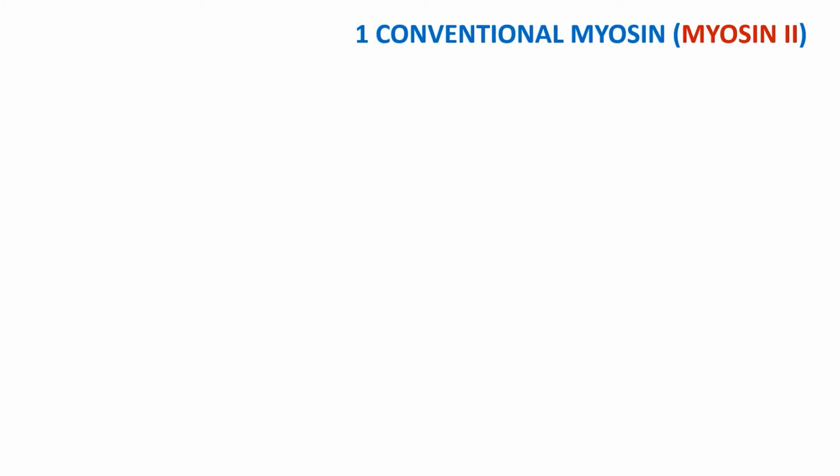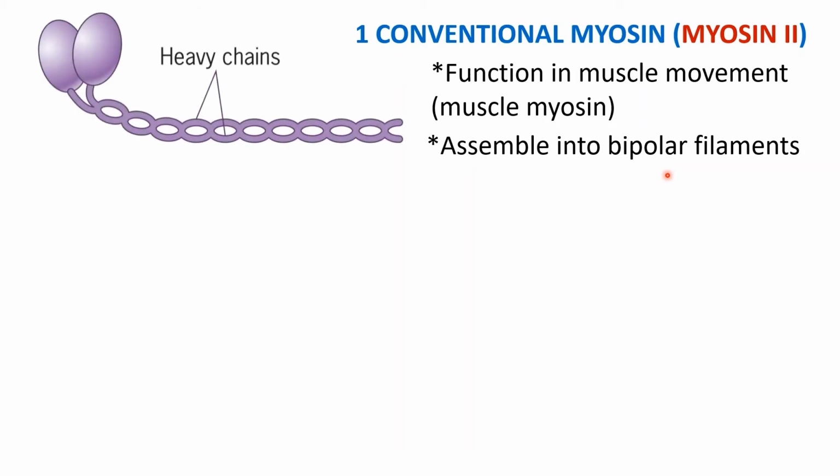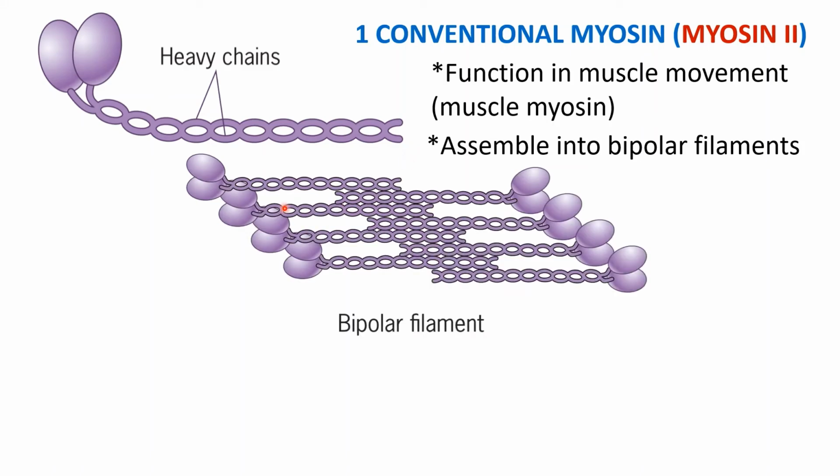The first type, which we call myosin type 2, is the conventional myosin. It is the one found in muscles, the muscle myosin. And this type of myosin assembles itself into bipolar filaments. So instead of just being one molecule like this, they actually group themselves back to back like this bipolar filament. So this is the natural state of myosin 2. They're bonded together with other myosin 2s in a back-to-back manner.